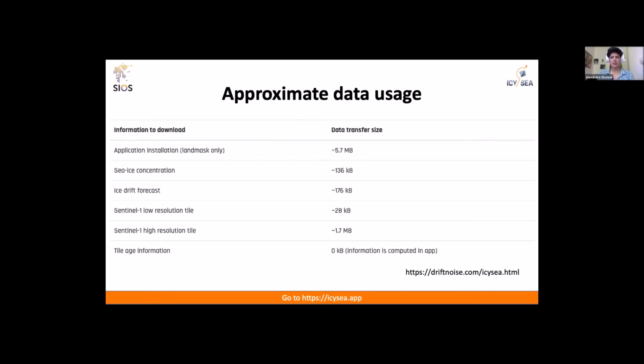Here's just approximate data usage. If you're at sea and you need information, we recommend that the app is installed while you're still on land or at port, because it takes about 5.7 megabytes of data. Sea ice concentration, 136 kilobytes. Ice drift forecast, 176 kilobytes. Sentinel-1 images with low resolution, 28 kilobytes, and Sentinel-1 high resolution, 1.7 megabytes. Then we also have information on the tile age of each Sentinel-1 image. And all this information you can find on our website, which I will put the link to at the end of the presentation.